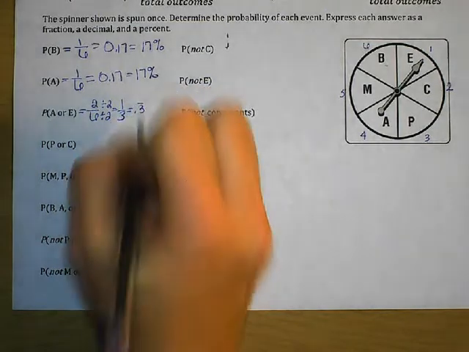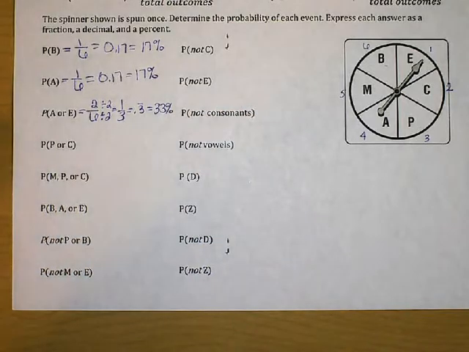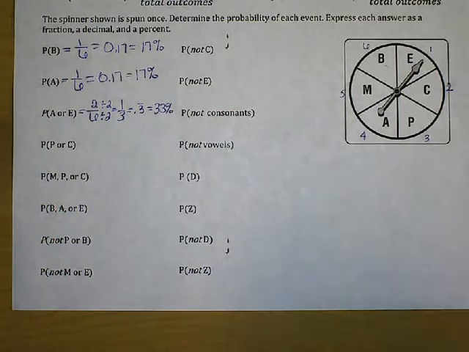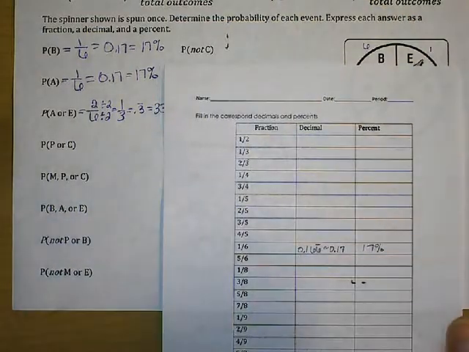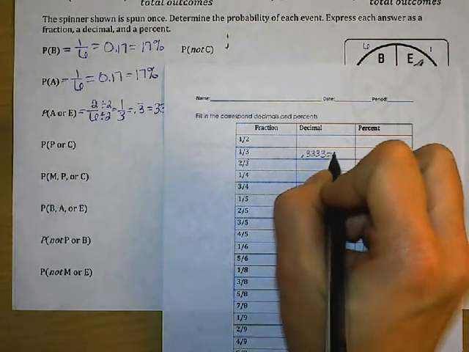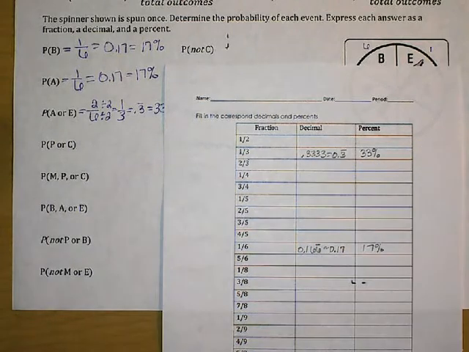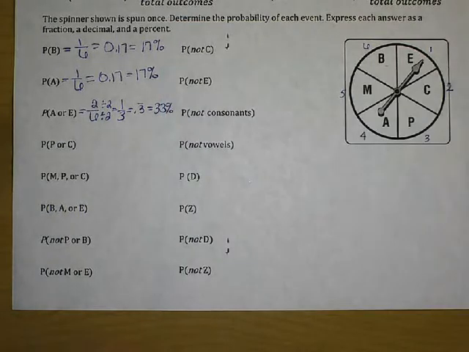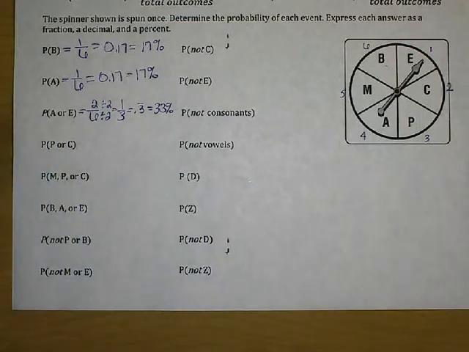It is 0.3 repeating, which is also 33%. But just in case you don't have that one on your fraction, decimal, percent sheet, let's go ahead and take a moment and fill that in. Remember, 1/3 is 0.333, which is 0.3 repeating, and we usually say that that is 33%. And remember, if you don't have yours completed, let's go ahead and start filling this one out so you do have another one. Then let's see if you can find the probability of P or C by yourself.